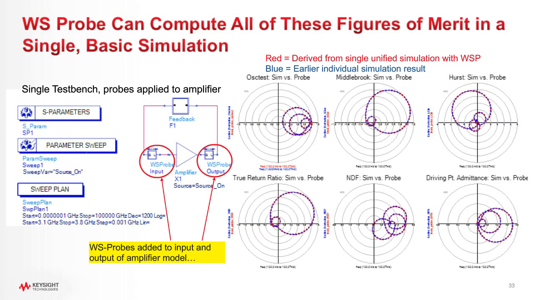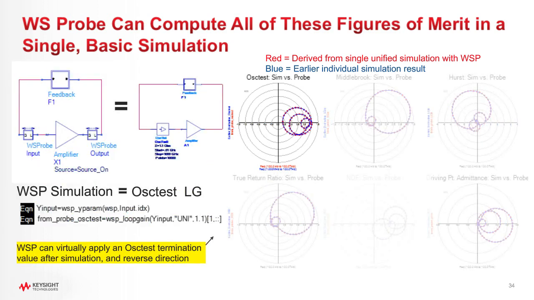Essentially, I have that amplifier feedback example that I've been using the whole time. I put a set of probes at the input and output, and from that, I can essentially derive all of these different stability metrics here. And it's not just the ones I'm showing, by the way. These are some ones that I've covered manually. So let me just walk through them.